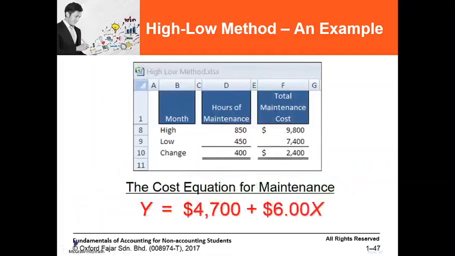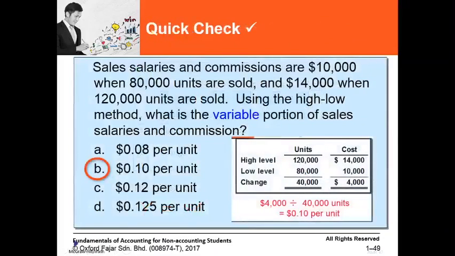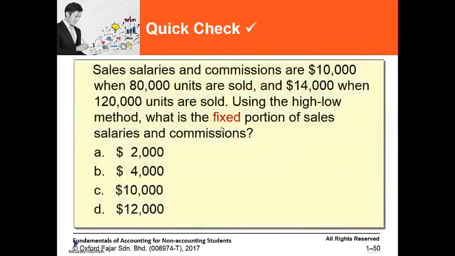So the cost equation for maintenance will be y equals 4,700, which is the fixed cost, plus 6 ringgit times x, which is the variable cost per unit. Okay, so you can look at this later on. Alright.